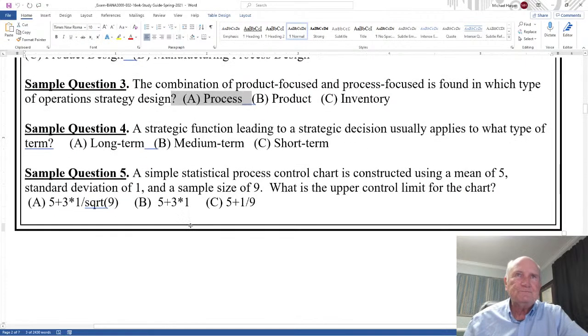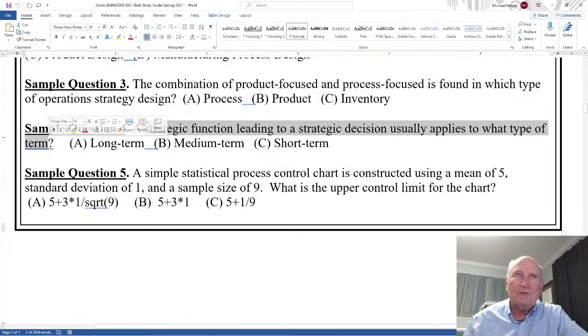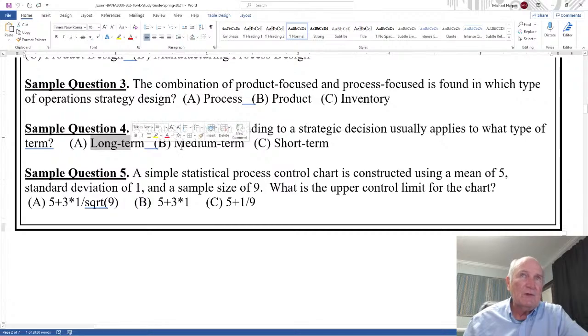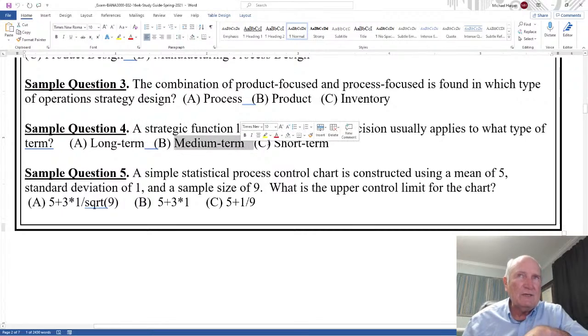Question 4. A strategic function leading to a strategic decision usually applies to what type of term? What's long term? Remember, medium term was more planning, short term was day-to-day operations.